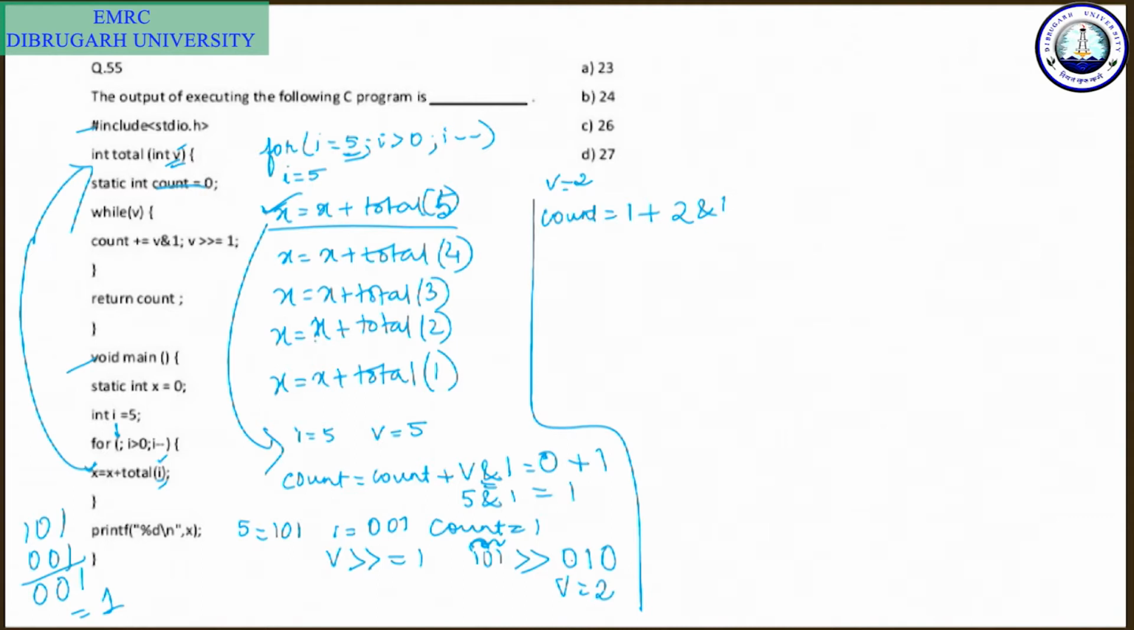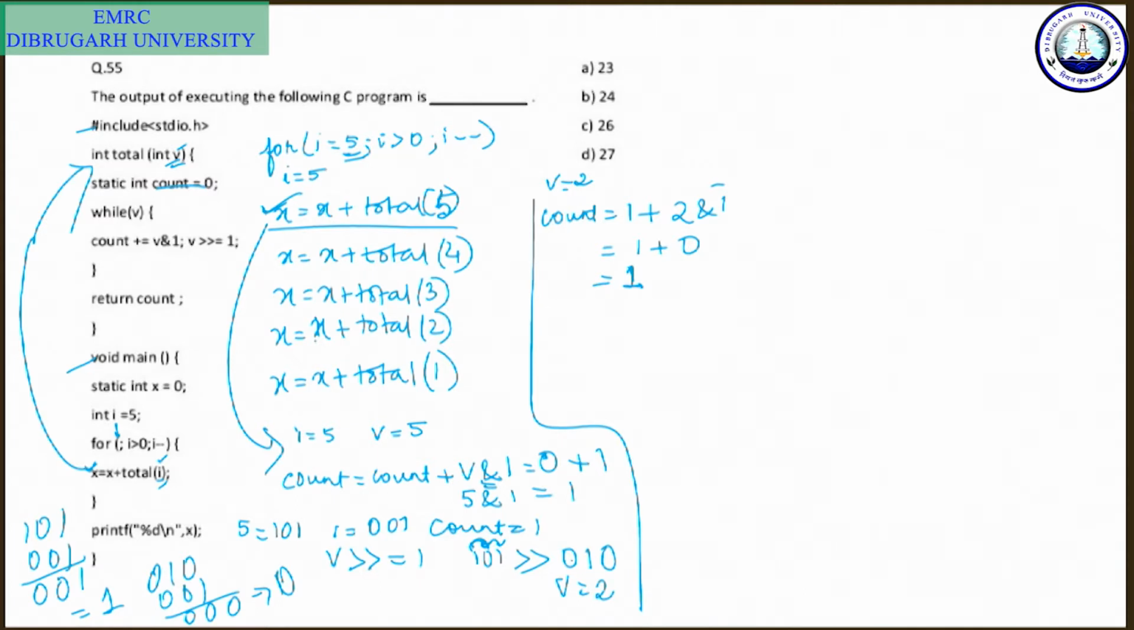Okay. What is your 2? Your 2 is 0 1 0. What is your 1 in terms of bits? 0 0 1. So, 0 1 0 is 0, 0 1 is 0. So, this part, what will it be? It will be 0. Here it is 1.